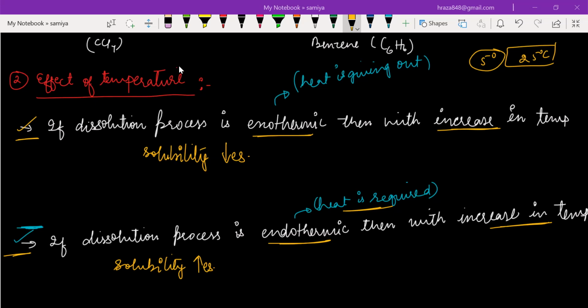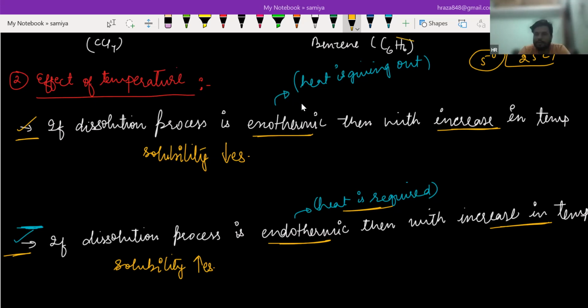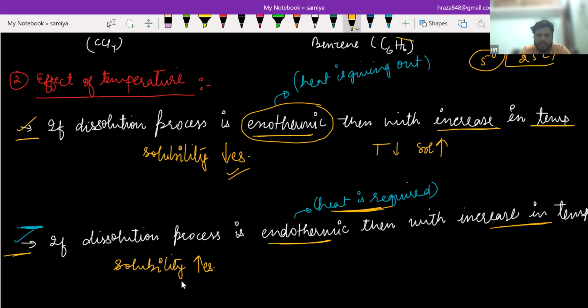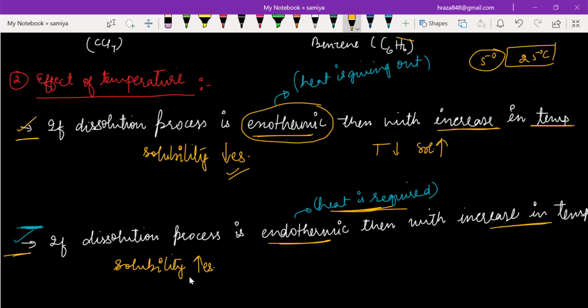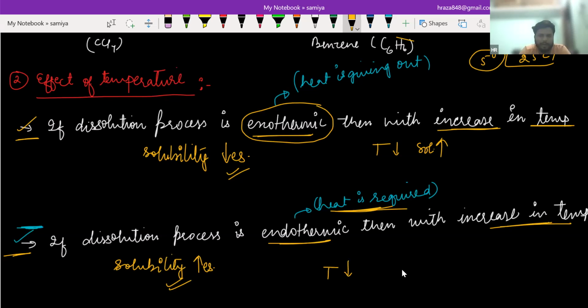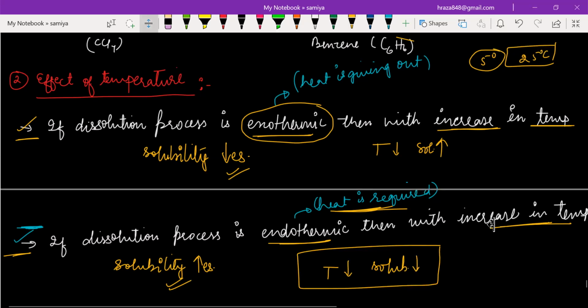Do you have any doubt regarding this exothermic process? That means it is giving out heat. If you increase the temperature, solubility decreases. But if you decrease the temperature, solubility increases. In an endothermic process, heat is required. Everyone done with this? Okay.